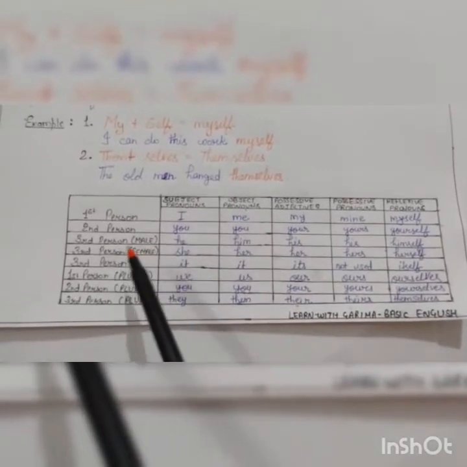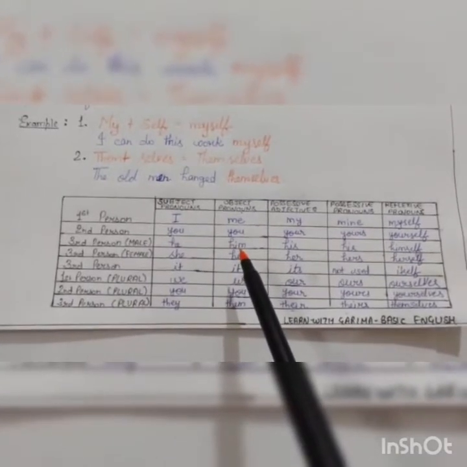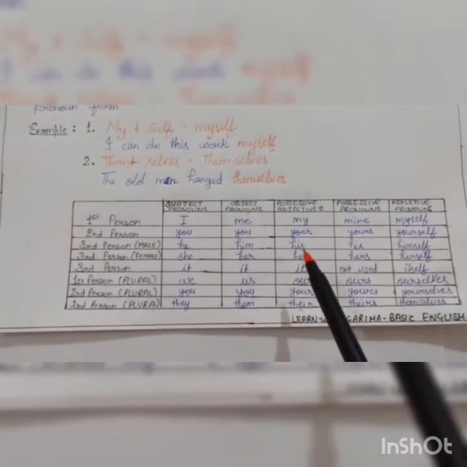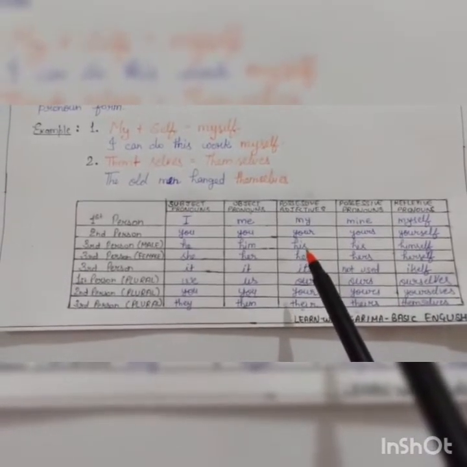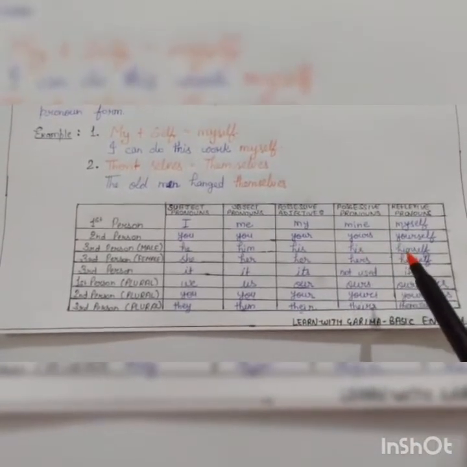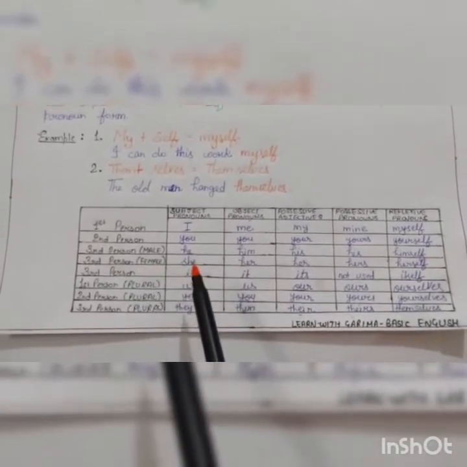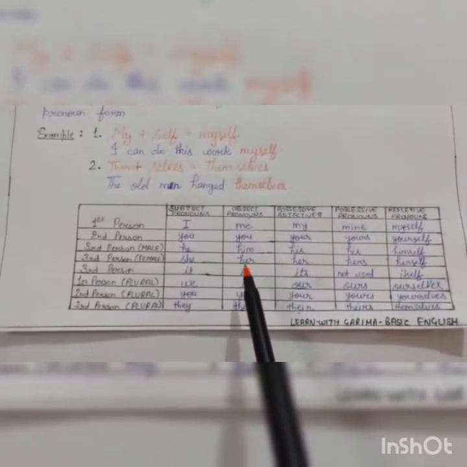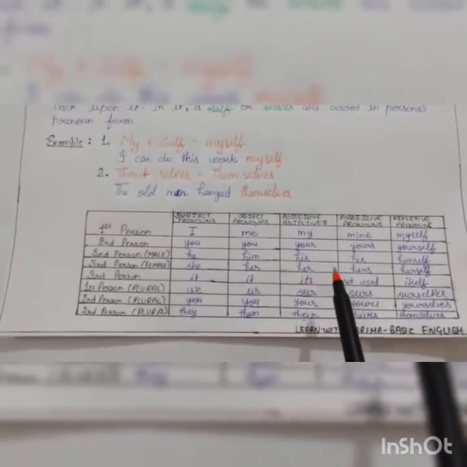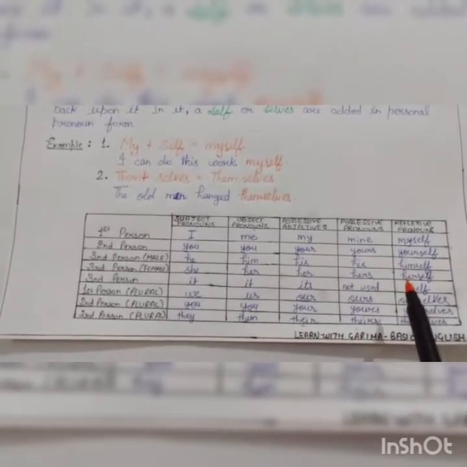In third person male, he changes to him in the object pronoun and his in the possessive adjective. If we want to change it to the possessive pronoun, it remains his. If we want to change it to the reflexive pronoun, it becomes himself. In third person female, she changes to her in the object pronoun. In the possessive adjective, it remains her. In the possessive pronoun, it changes to hers. In the reflexive pronoun, it changes to herself.